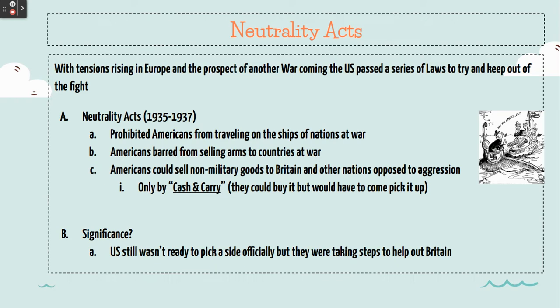But in their attempts to remain neutral, it is clear in the back of FDR's mind that he was on Britain's and the other peaceful European countries' sides. He allowed Americans to sell non military goods to Britain and nations opposed to aggression, but they had to come pick it up from the US. We would not ship it to them. This is significant because the US wasn't ready to oppose the bad guys yet, but they were taking steps to help out Great Britain and other allies of the US.